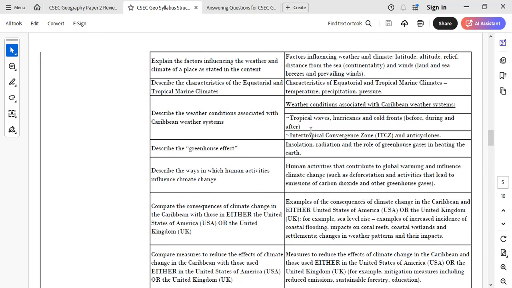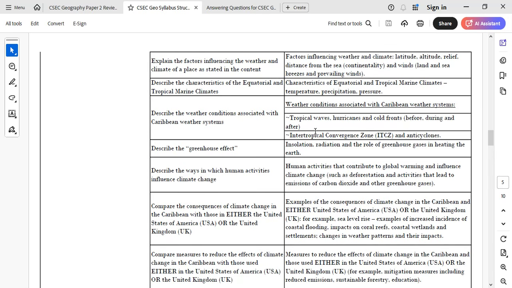Understand that some of these systems affect a lot of the Caribbean, some only affect certain parts. For example, the ITCZ doesn't go past Trinidad and Tobago. Anticyclones are really more by the Bahamas and up there; you don't find anticyclones lower down. The others, like tropical waves, hurricanes, and cold fronts, could impact a lot of other parts of the Caribbean. And also the temporal differences.